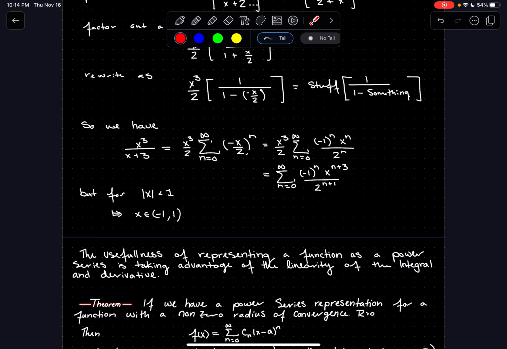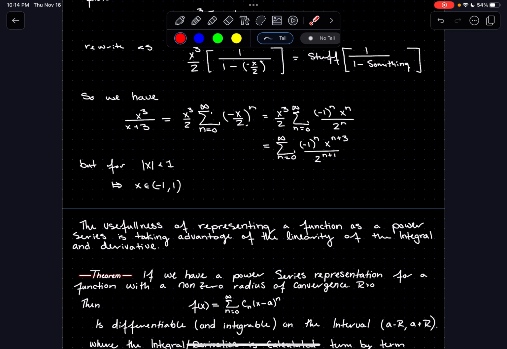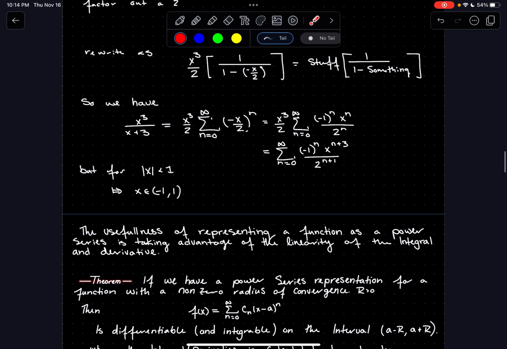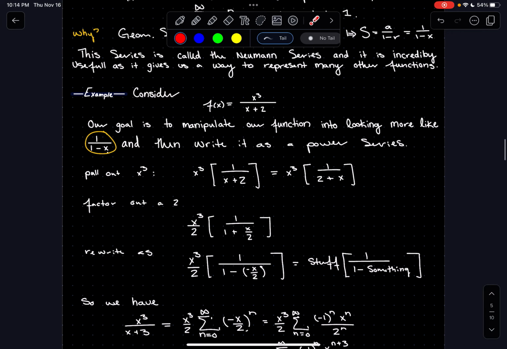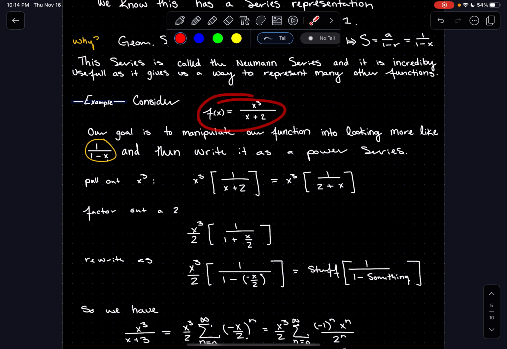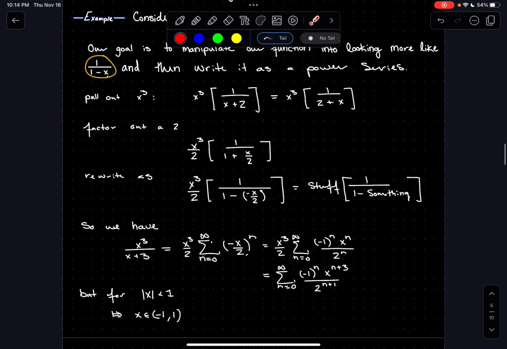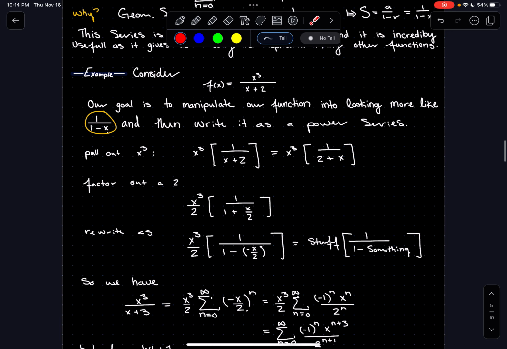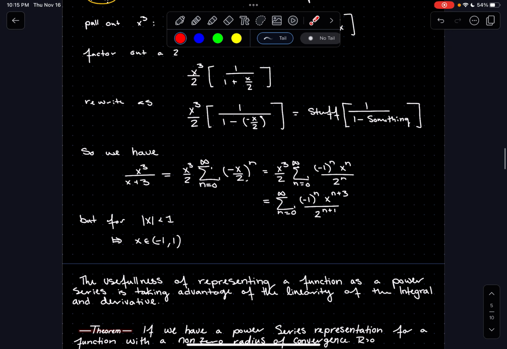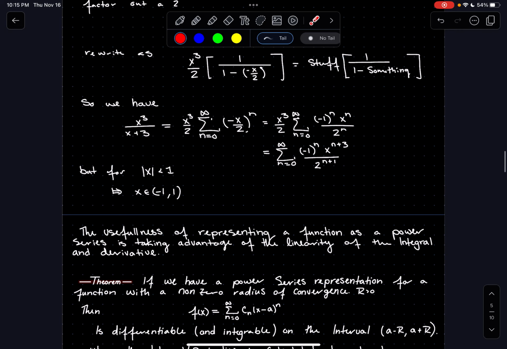So the usefulness of representing a function as a power series is, it seems weird because this function up here is pretty easy. That's a pretty simple function. Integrating it's not that hard actually. You need to do partial fraction decomposition, or maybe a nice u substitution would work, but not hard. That's something we would have asked you at the beginning of the semester. But where this becomes useful is in more complicated functions.